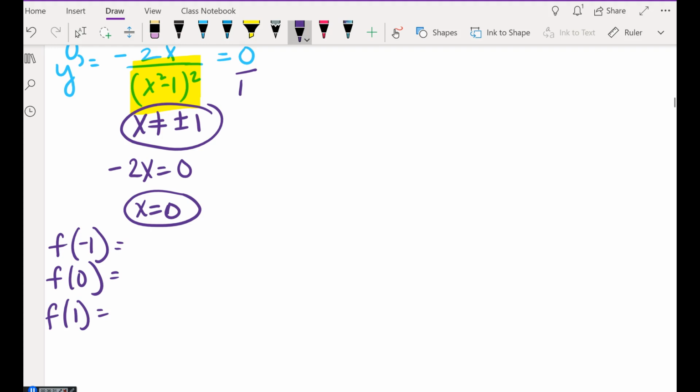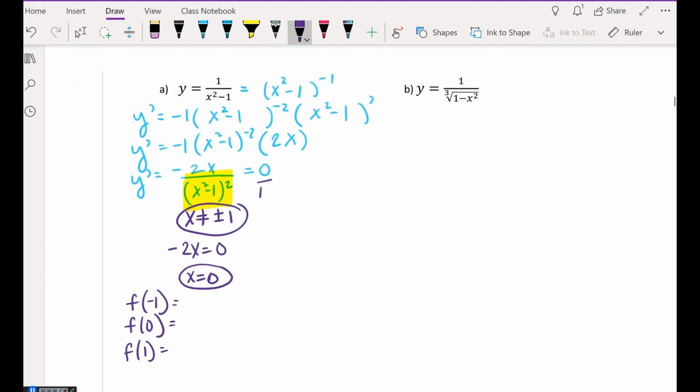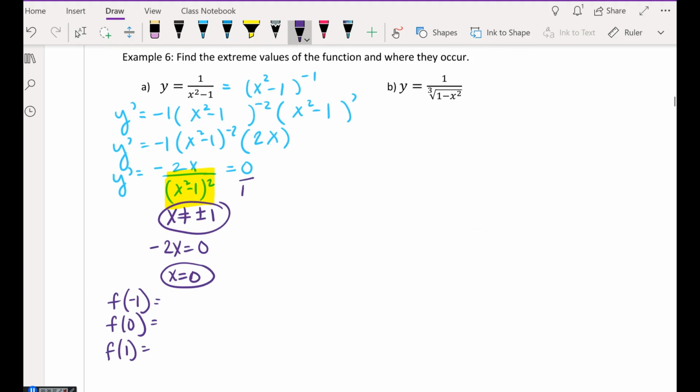Does it exist, all of them? That's another question. Is f at negative 1 possible? No. F of 0? What is it? Negative 1. Is f of 1 possible? No. Okay. So right away, can you tell you only have 1 point, by the way? Can you tell right away if that's a min, that max doesn't exist?